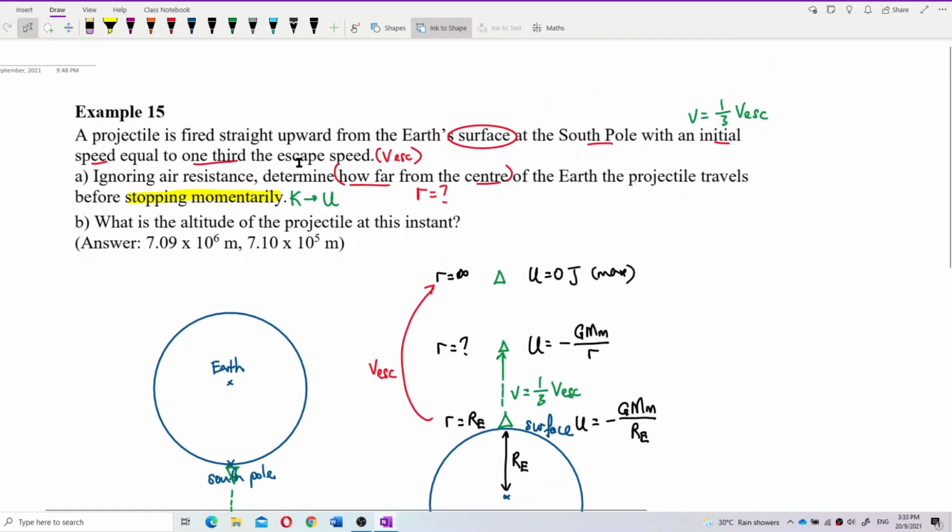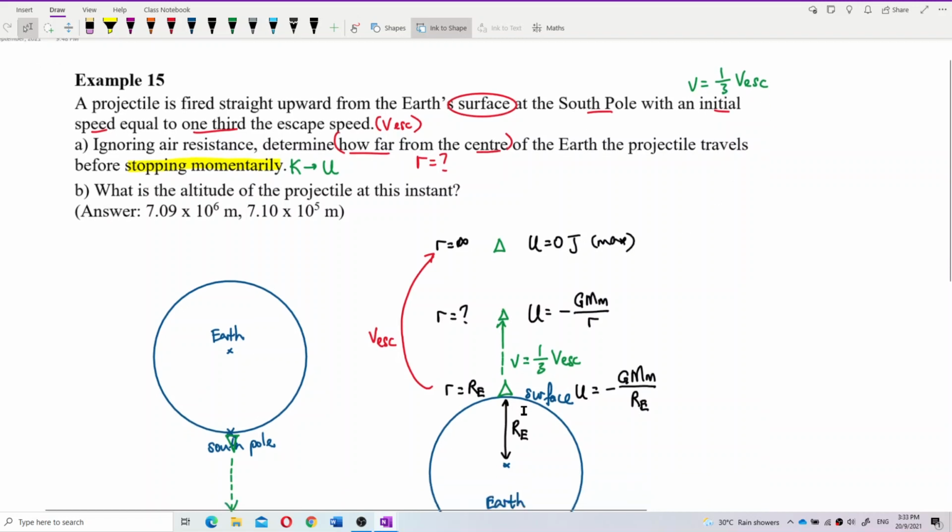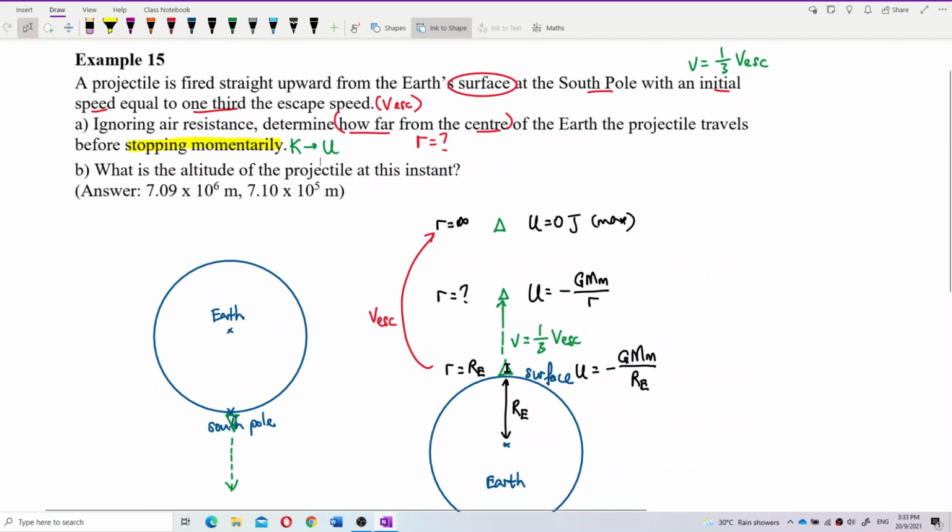However, this question says this projectile is not ejected with escape velocity. It is ejected with a velocity less than the escape velocity, with only 1/3 of the escape velocity. So what happens is that this projectile cannot go to 0 joule potential energy. It will go to a lower height. So we don't know what the r is here. That's what we want to find out.